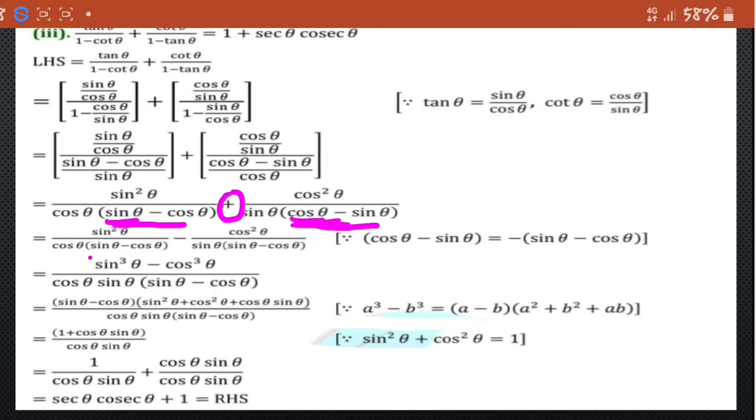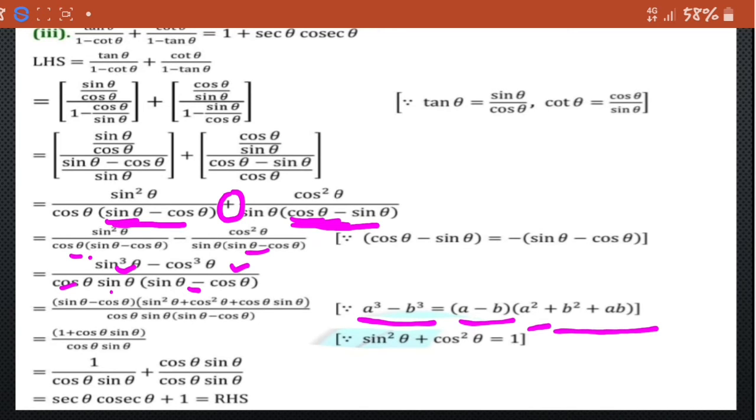Now do the LCM of this denominator and this denominator. So it will be cos theta into sin theta minus cos theta. Now if you do the subtraction, it will become sin cube theta minus cos cube theta. Now you know the formula of a cube minus b cube. It is a minus b into a square plus ab plus b square.